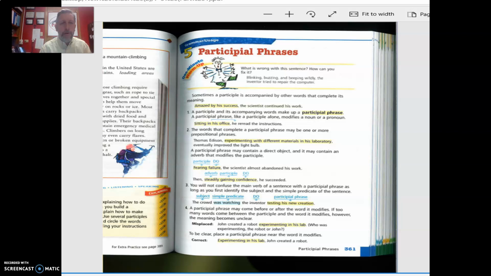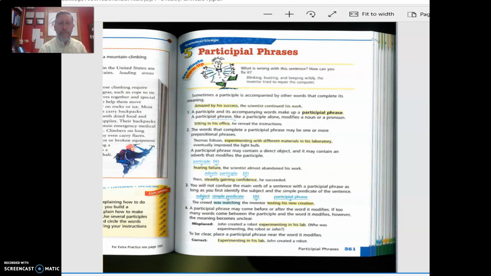And if you recall, participles were verbals. So they were verbs that end in ed or ing that can be used as adjectives, and we took them as single words. Now they can be the beginnings or part of what's called a participial phrase. So participles that make phrases, and that's what this lesson is about today. So please follow along on page 361. You see it there on the screen.